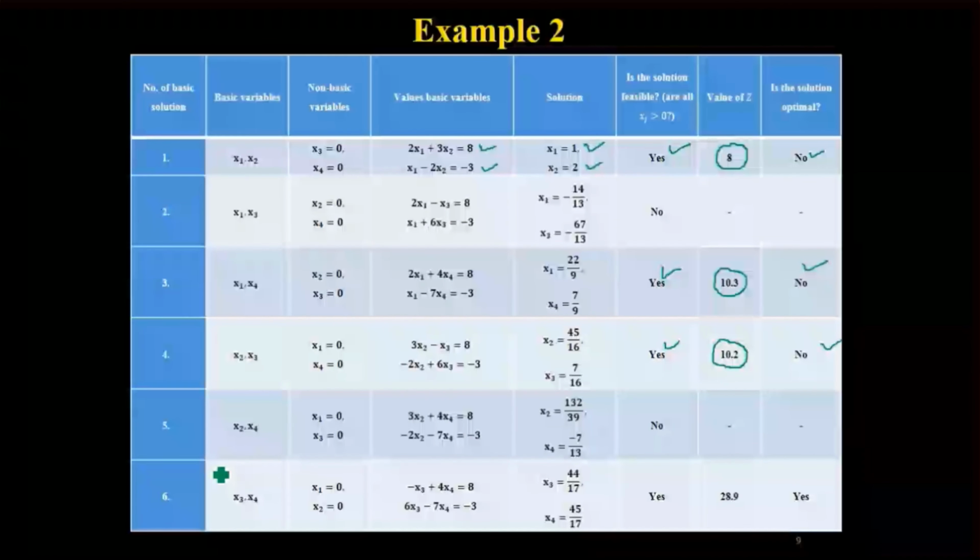Then we proceed with x2 and x4 as basic variables and x1 and x3 as non-basic variables. Then we can see that it gives a positive x2 value and a negative x3 value. It is not satisfying the feasibility condition, so we will not consider this solution.